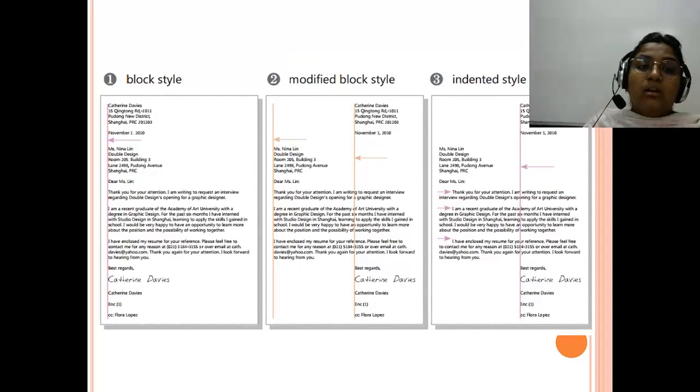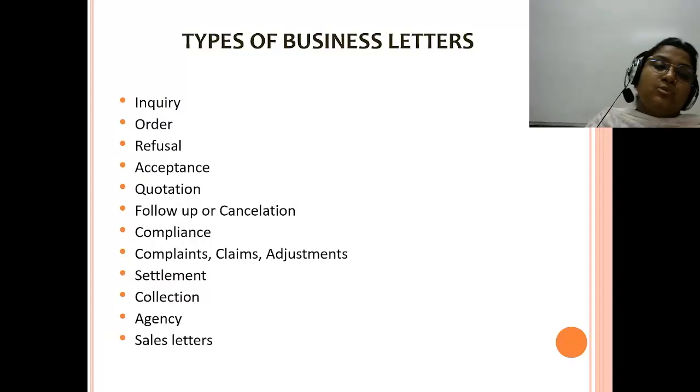Now, here you can see there is a block style, a modified block style, and an indented block style. So these are certain styles used while writing any letter. Next comes the types of letter. So what are the types of letter? Basically, there are various types of letter.